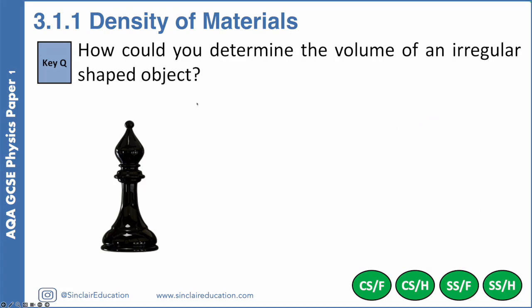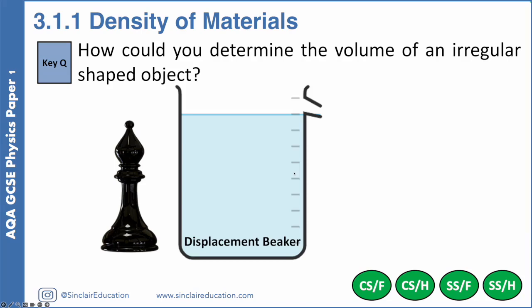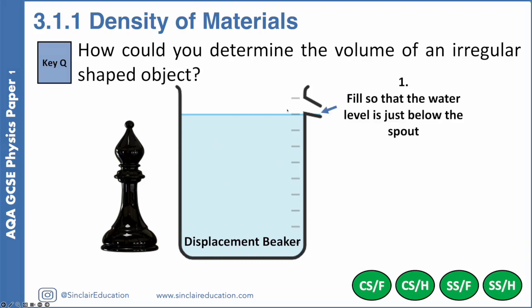If, however, the object is irregularly shaped, so we can't measure its length, width and height to find an accurate volume, now we're going to have to do a slightly different method. Measuring the mass is exactly the same, but to find its volume, we need to use either a measuring cylinder or, in this case, a displacement beaker, sometimes known as a eureka can.